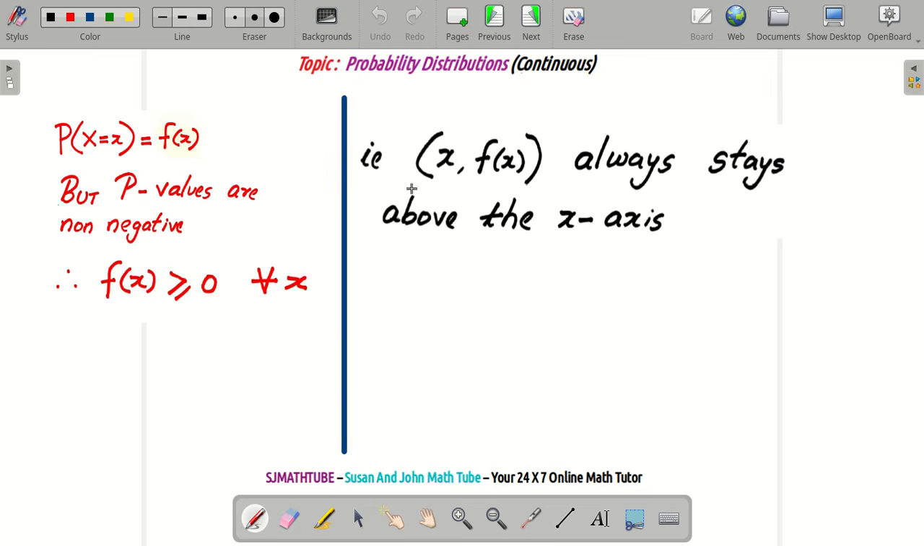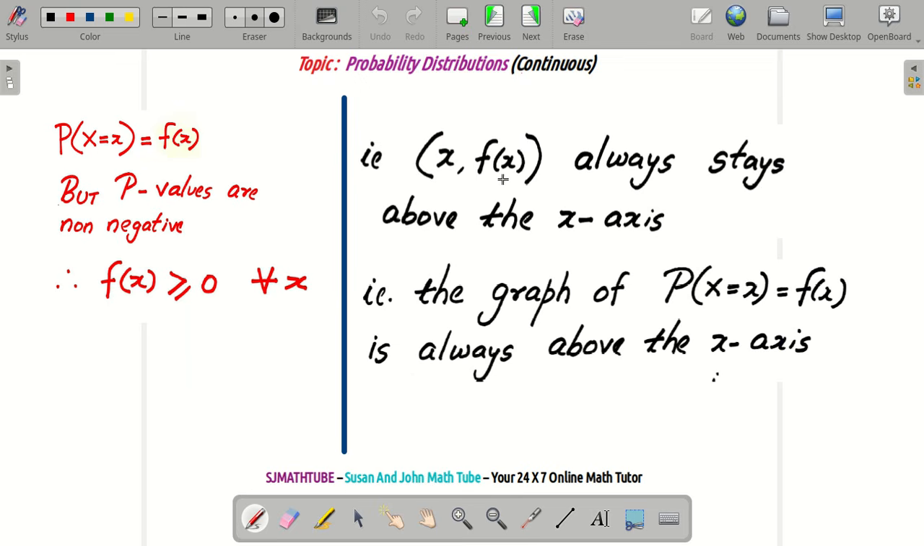Now let's think about the coordinate x comma f of x. I'll repeat, x is our input and f of x is our output. So this coordinate will always stay above the x-axis. Did you get that? This coordinate is always above the x-axis. Or the graph of our probability density function should stay above the x-axis.